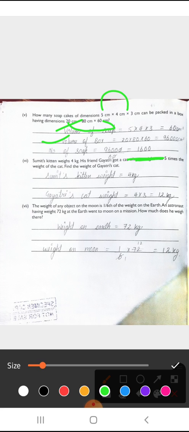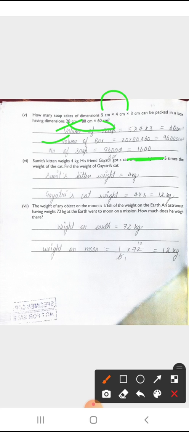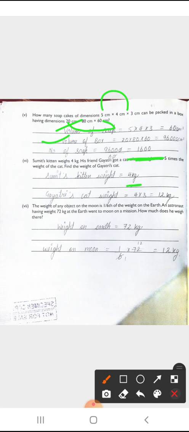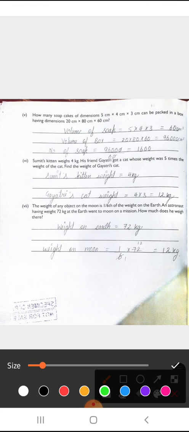Now question number 6, Sumit's kitten weighs 4 kg. Sumit is having a kitten and it weighs 4 kg. His friend Gayatri got a cat whose weight is 3 times the weight of the kitten. Find the weight of Gayatri's cat. Now the weight of the kitten is 4 kg and the cat's weight is 3 times the kitten's weight. So 4 multiplied by 3 is 12. So the weight of the cat is 12 kg.